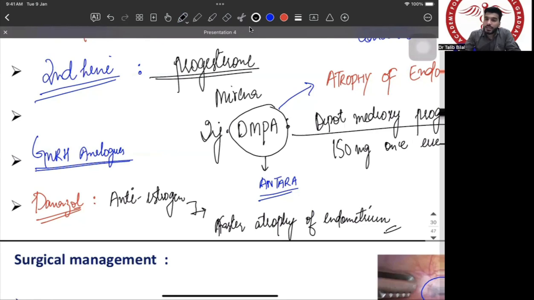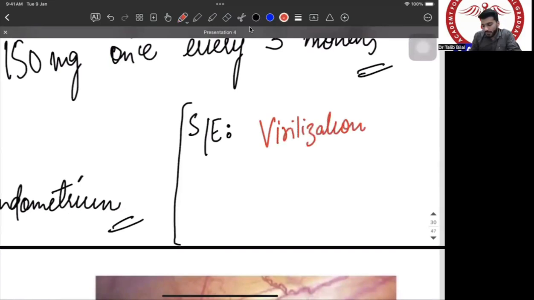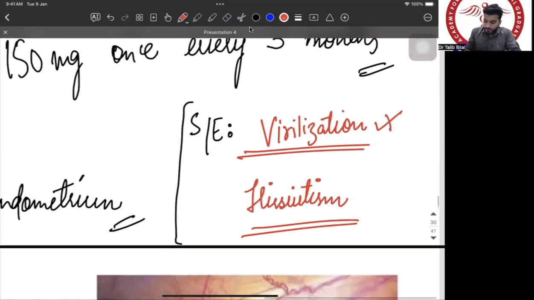But they can ask you the side effect of this particular drug. The side effect is it causes virilization and it causes hirsutism. So two side effects, you remember, virilization and hirsutism. What exactly do I mean by virilization? Three components: patient will have breast atrophy, clitoromegaly, and hoarseness of voice. And when exactly to stop the drug? When the patient has hoarseness of voice, stop the drug danazol.